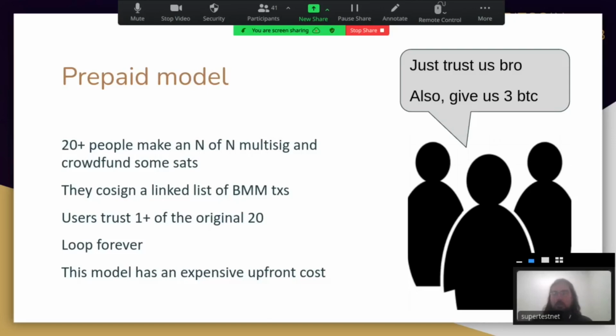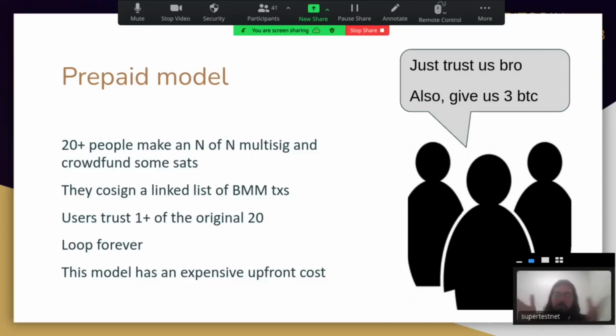And then they co-sign a linked list of blind merge mine transactions. This part's a little confusing, and I don't know if I will be able to explain it easily. The last time I did this presentation, I think this was the worst slide. But basically, when you create transactions in Bitcoin, you don't have to immediately broadcast them. In fact, you don't even have to complete them. You can leave certain fields blank and still have it be a valid transaction. So the idea of the prepaid model is that you take enough Bitcoins to make a whole bunch of pre-signed transactions, but you leave the text field blank. The transaction is totally valid, except someone needs to put a 32-byte string in there.